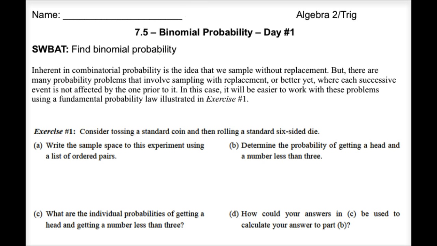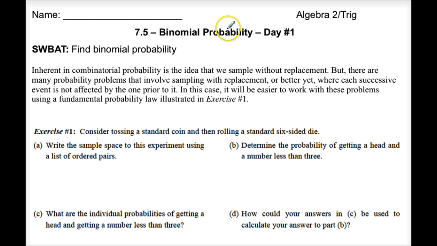for us today. So inherent in combinational probability is the idea that we can sample without replacement, but there's many probability problems that involve sampling with replacement, or better yet, where the successive event is not affected by one prior to it. So remember we talked about combination and permutation. One of them order matters, order does not matter. Combination, the order does not matter. Permutation, the order matters. So it's similar to this.